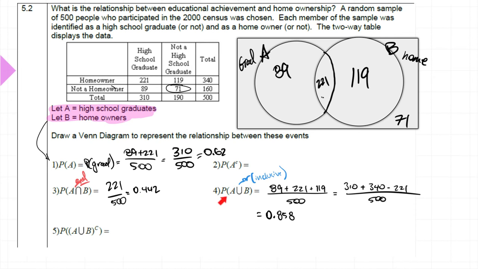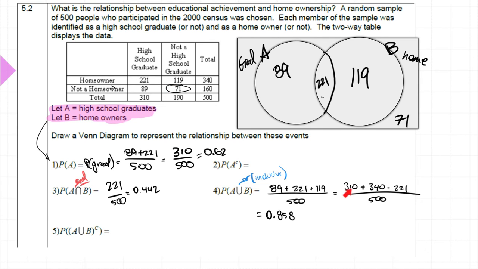Then look at number 4. We have the probability of A or B. These are inclusive because I can be a high school graduate and a homeowner. So we're going to use the inclusive formula. So I have 89, so that's a graduate, plus 221, that's another graduate, plus homeowners who are not graduates, or B, okay, so homeowners. We're going to ignore the 71, we leave that out.